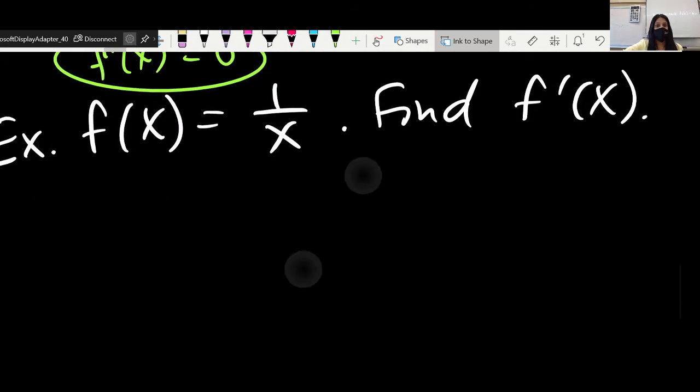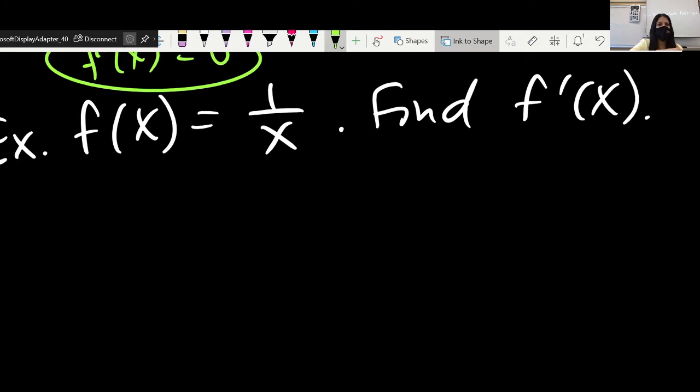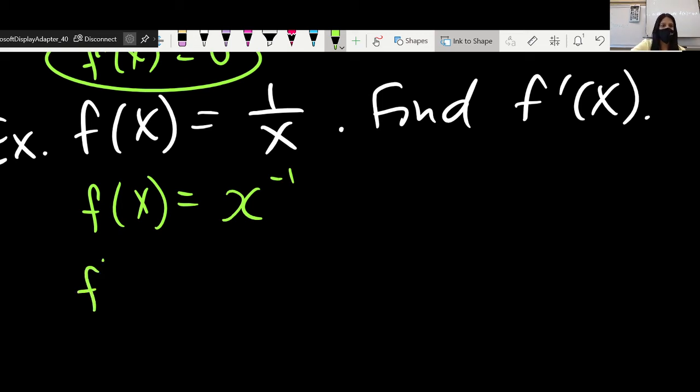On to some more weird ones. Notice that we are always dealing with exponents, so how can I rewrite this rational function to make it an exponent? It'd be x to the negative 1, right? So that's our first step: rewrite it with an exponent, and then we go through the same old process when we're going to find the derivative, which is bringing down that negative 1.